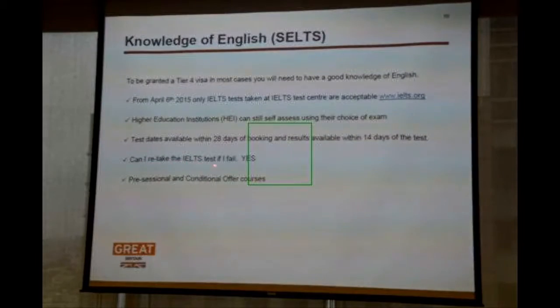If you fail the IELTS test, you can retake it. So don't worry if students can't pass it first time. You can do it as many times as you want. And also for the language test, don't forget that some students will attend pre-sessional courses to pass their language ability, which means that they'll probably be self-assessed or probably assessed by the universities. So that would be the qualification for the knowledge of English.